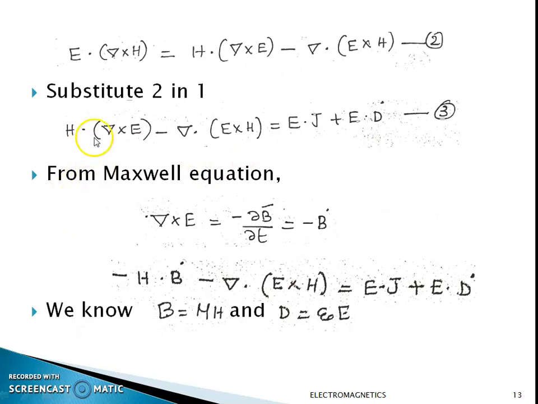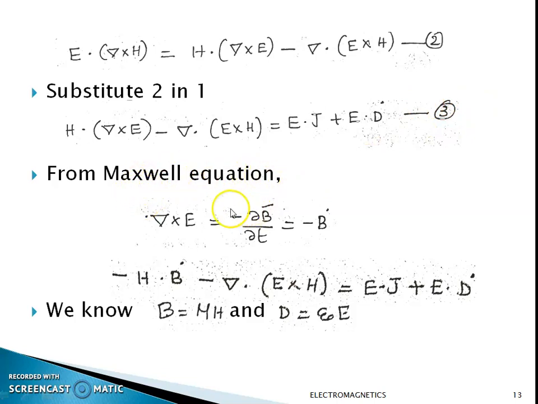That is H dot del cross E minus del dot E cross H, that is the value of E dot del cross H, is equal to the first equation, that is E dot J plus E dot D dash, and mark it as equation number 3.